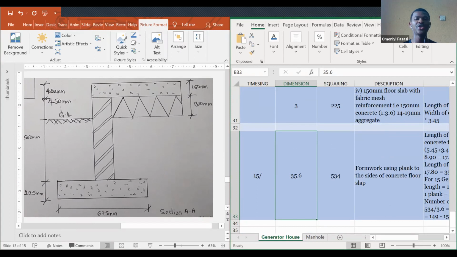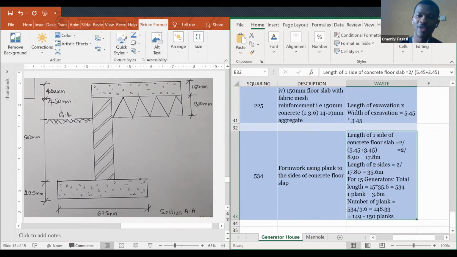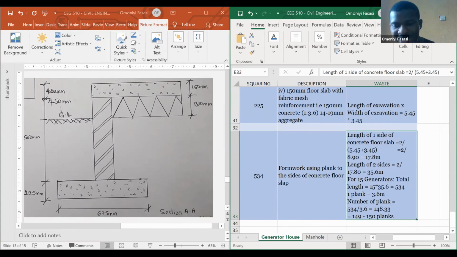So how will you get a measurement for your formwork? The measurement for your formwork is basically going to be the total area of the excavation you are doing, multiplied by 2. So why are you multiplying by 2? When you are doing a beam, you have to put one plank at the back, one plank at the front. So that's basically why we should multiply it by 2.